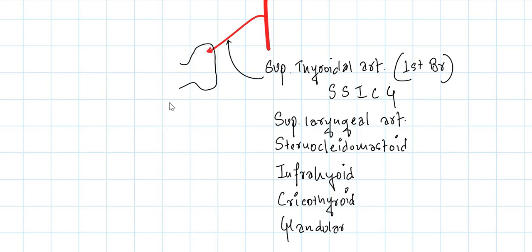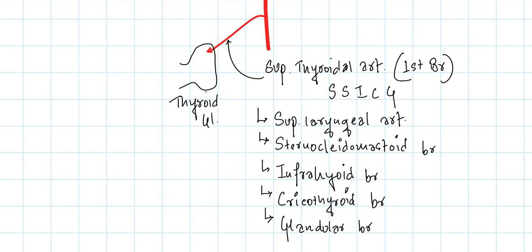So this is the thyroid gland, what I have drawn right here, and the thyroid gland is supplied by the glandular branch. So these are the different branches: sternocleidomastoid branch, infrahyoid branch, cricothyroid branch, glandular branches. All these are the branches of superior thyroidal artery. So that's the first branch.